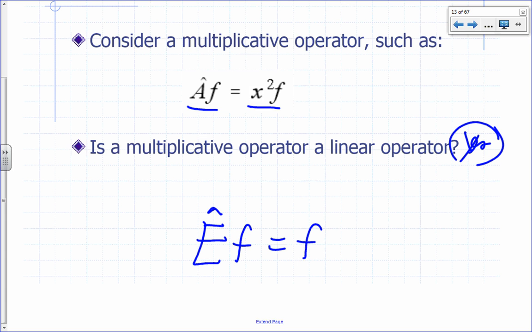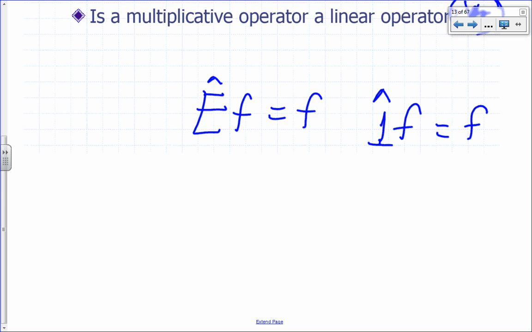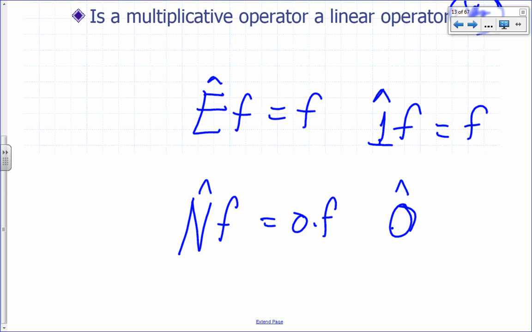E hat would be an example of what's called an identity operator. A more descriptive way of representing it is calling it 1 hat. Operating on f gives you 1 times f. Okay. What if I say N hat operating on f gives me 0? Is that a multiplicative operator? It multiplies the function by 0. So that's called the null operator. Another way you can represent it is 0 hat f equals 0. Okay. So that's your null operator, and this is your identity operator.